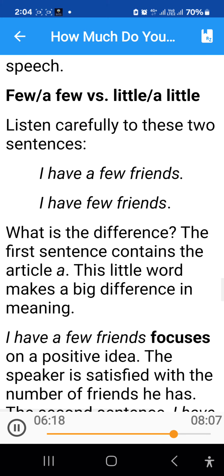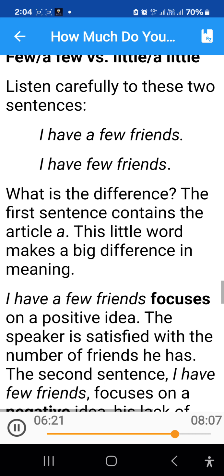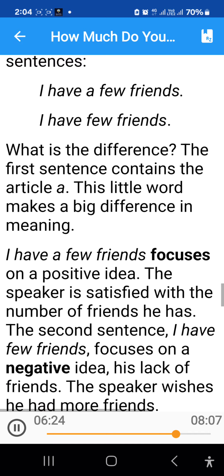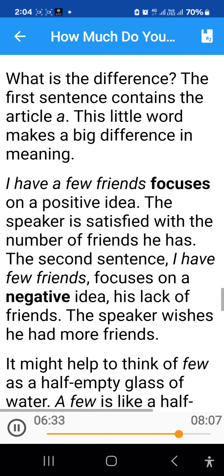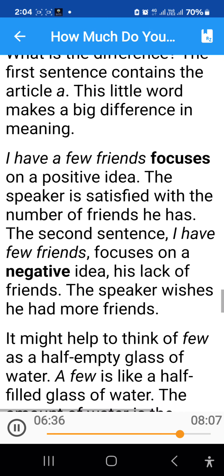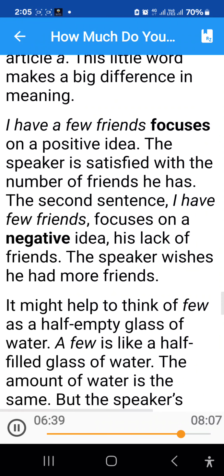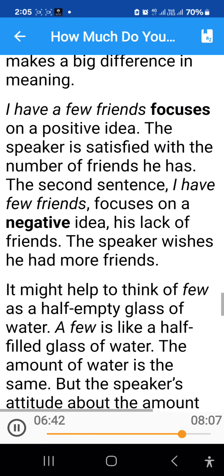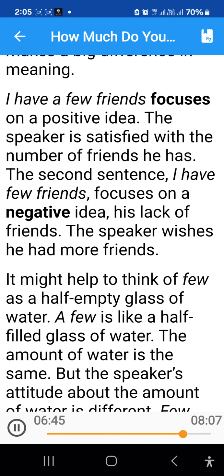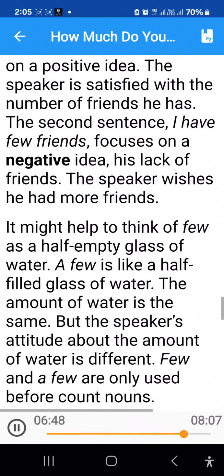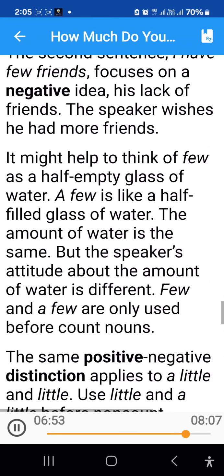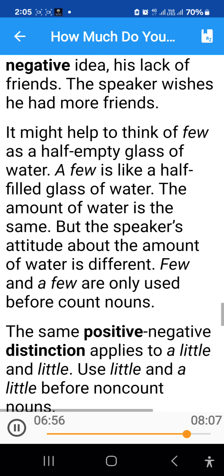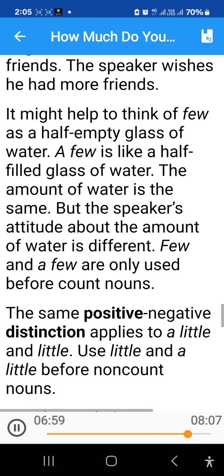Listen carefully to these two sentences. I have a few friends. I have few friends. What is the difference? The first sentence contains the article a. This little word makes a big difference in meaning. I have a few friends focuses on a positive idea. The speaker is satisfied with the number of friends he has. The second sentence, I have few friends, focuses on a negative idea, his lack of friends. The speaker wishes he had more friends.